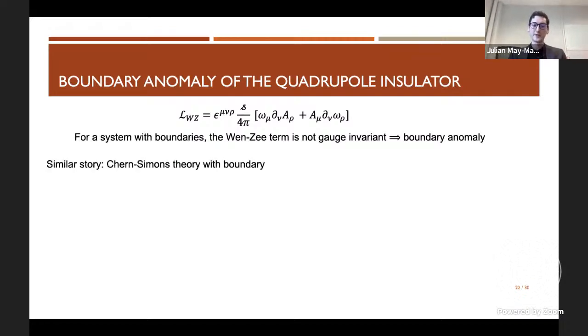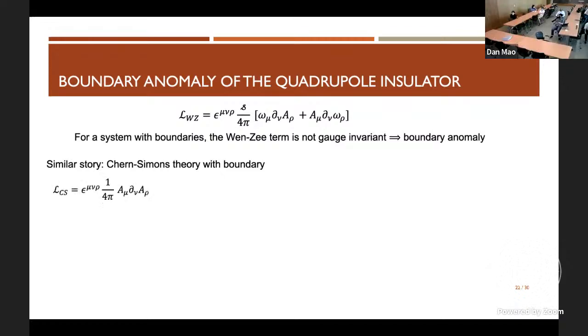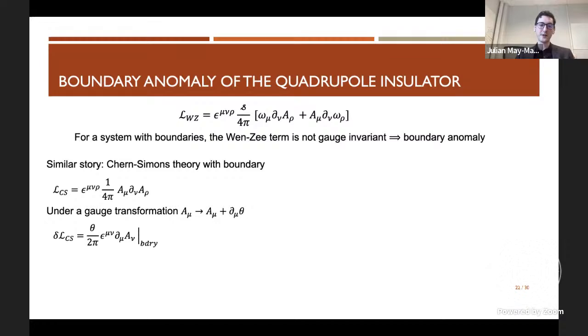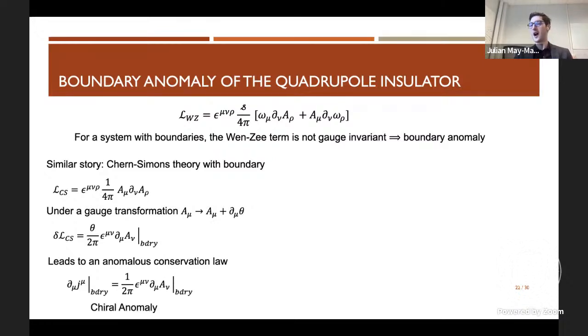There's a similar and well-known story about this, which occurs for Chern-Simons theories with boundaries, in that if we have a Chern-Simons theory, as shown here, and do a gauge transformation where we shift A mu by a function theta, we're going to find that the Chern-Simons Lagrangian will be shifted by this boundary term, which is equal to the flux of the gauge field. This is going to then lead to an anomalous conservation law at the boundary, where the 2 current at the boundary is not conserved. And this is actually very well known as the chiral anomaly, and is canceled by the 1D edge current of a quantum Hall insulator, for example.